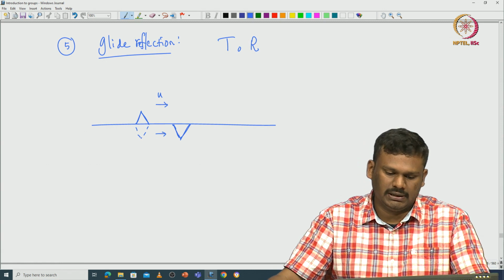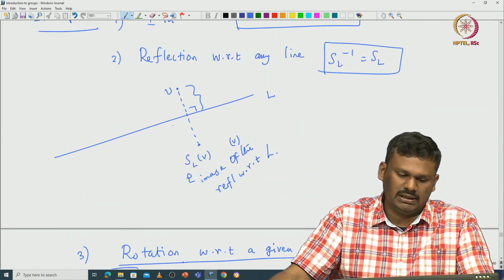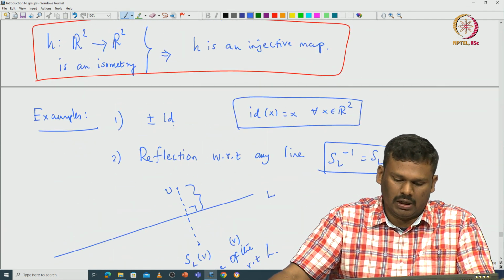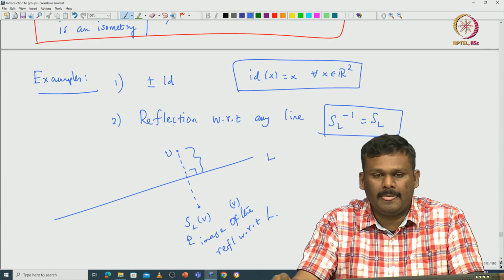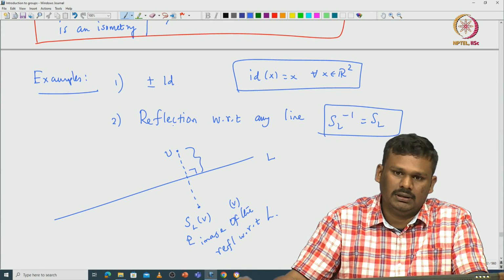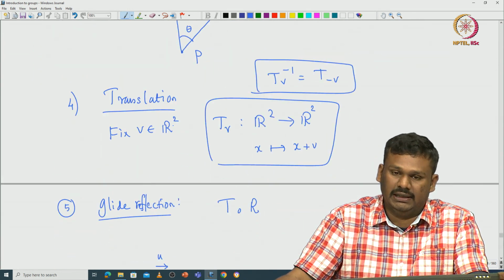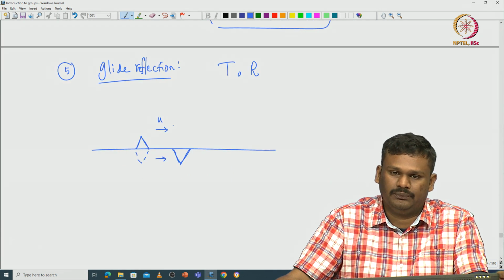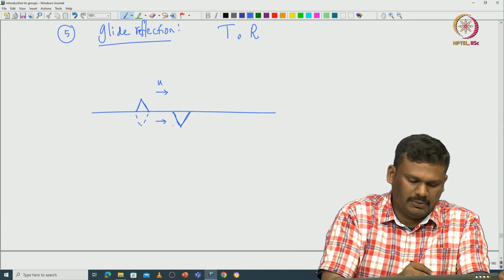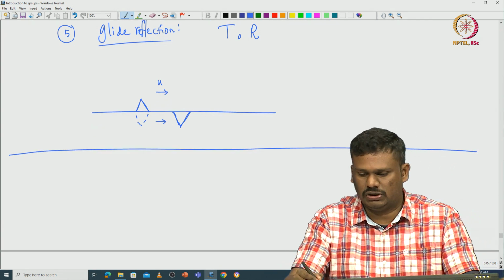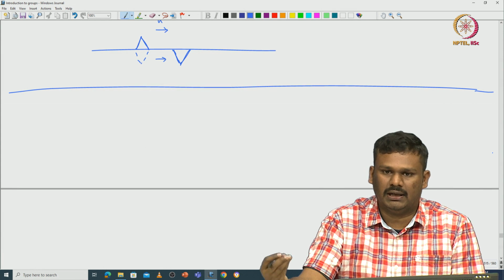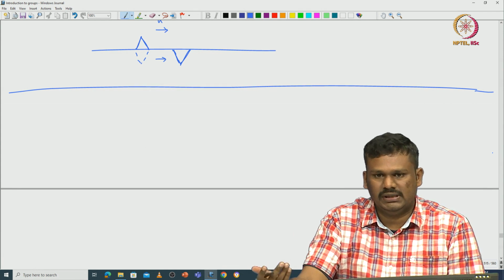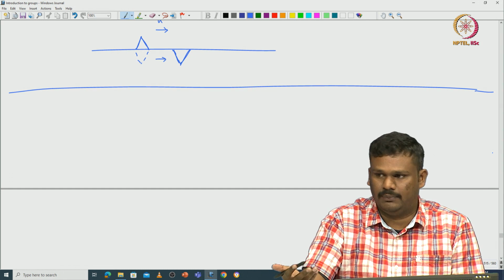So one can prove that, and that will be our final result: any given isometry of R2 will be one of them. Either it is a reflection with respect to some line, or a rotation about some point, or a translation, or a glide reflection. These are the only possible isometries that we can have in R2. For that purpose, we will use some algebra to write down very explicitly how a given isometry will look, and then using that information we will prove what I promised.